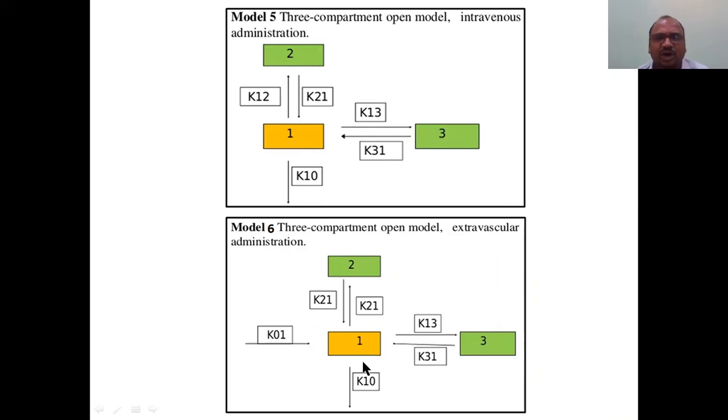Now you come here, model number 6. It is 3-compartment. Absorption is there. So not IV, extravascular. Elimination is there. Open model, 3-compartment model.